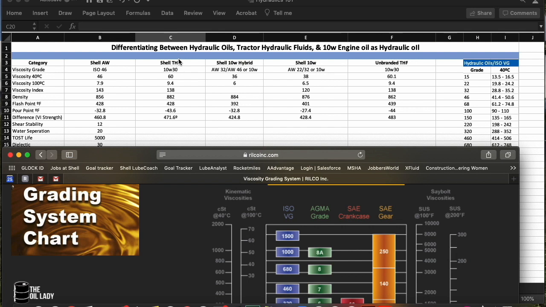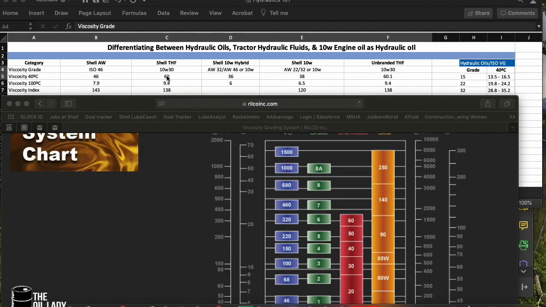Your tractor hydraulic fluids are typically equivalent to a multi-grade engine oil, like a 10W30. Or if you want to see how it matches up to your hydraulic oil, it's going to be between an AW46 and an AW68, right here at the 60 mark. So a little bit heavier than your AW46.